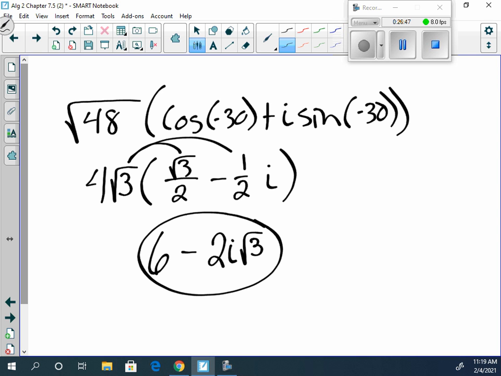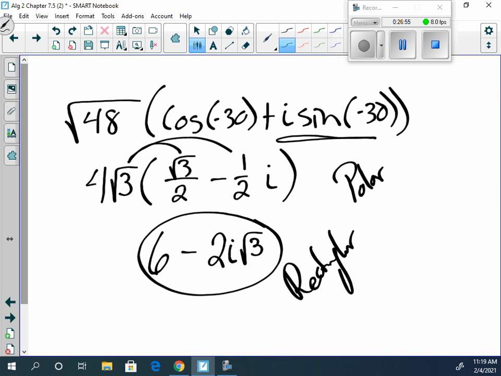This is also what they call going from polar to rectangular form. It's just doing this here. So we're just simplifying cosine and sine for their given angle, the value that they are, and then multiplying it by the r.